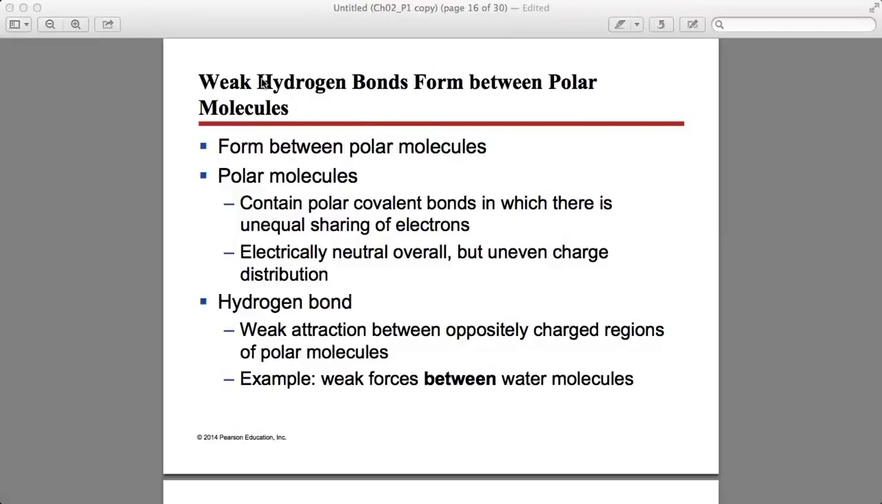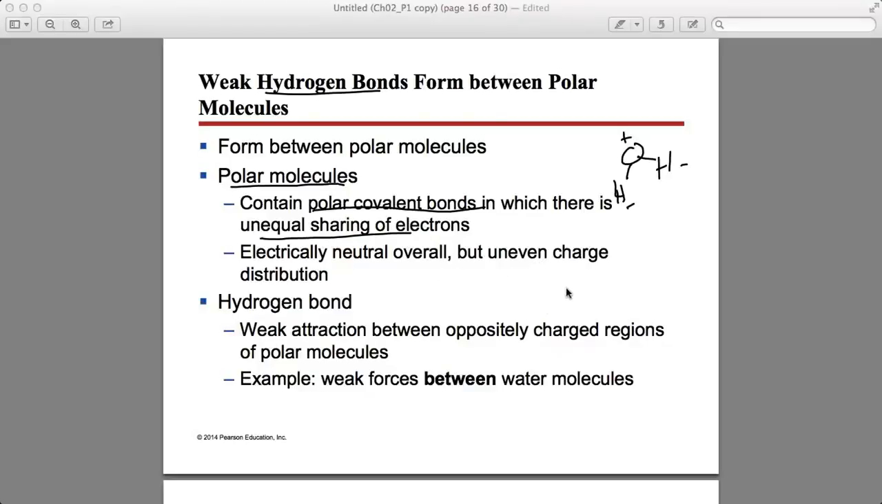Another important type of bond is the hydrogen bond. These form between polar molecules. And remember, polar molecules are those that contain polar covalent bonds, so there's an unequal sharing of electrons, such as the water molecule that we talked about. Or even if they're electrically neutral overall, but have an uneven charge distribution among the molecule itself.